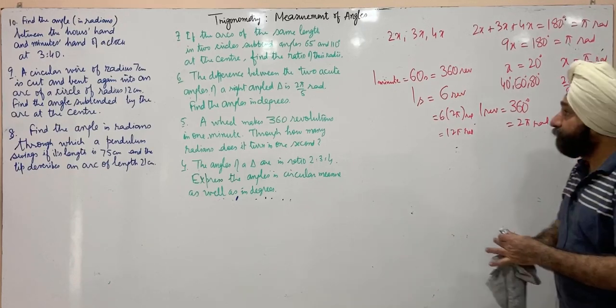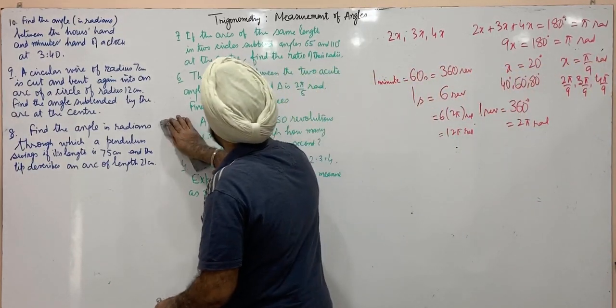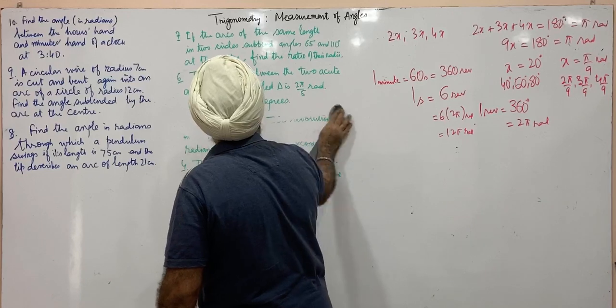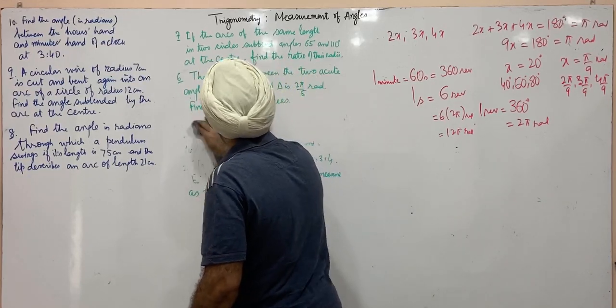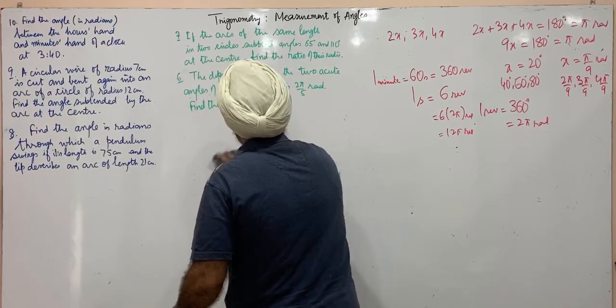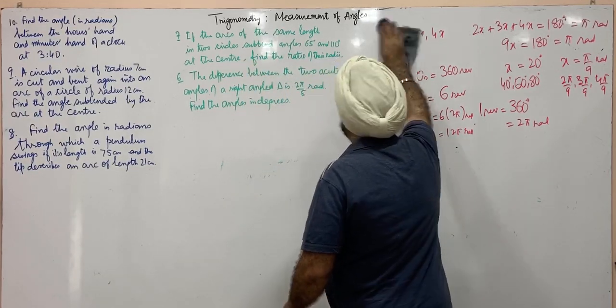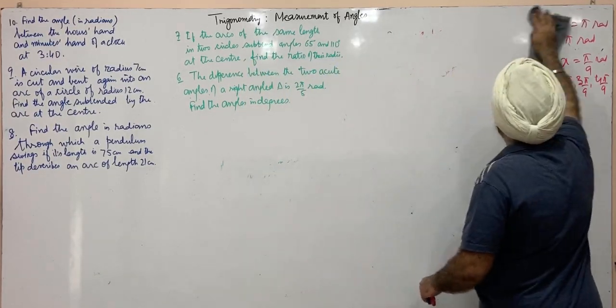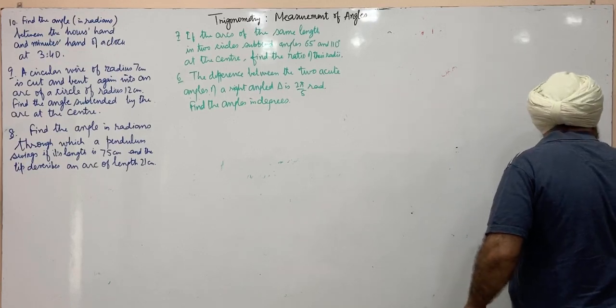The next one: the difference between two acute angles of a right angle triangle is given as 2 pi by 5 radians. We have to find the angles in radians and the angles in degrees. We'll first of all find the angles in radians.